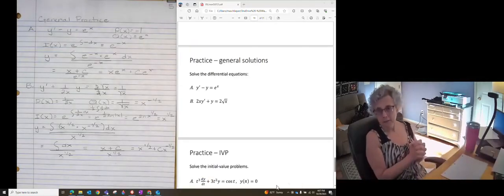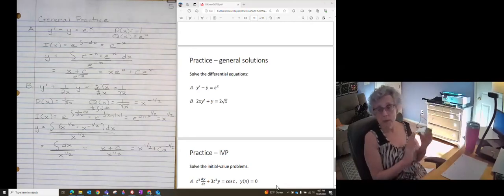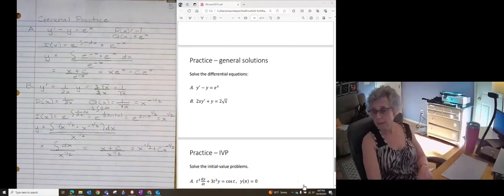So here are your practice problems. Try the first one. It's already in the general form, so you can figure out exactly what your p's and q's are. You don't have to do any dividing, and then we'll go over it together.